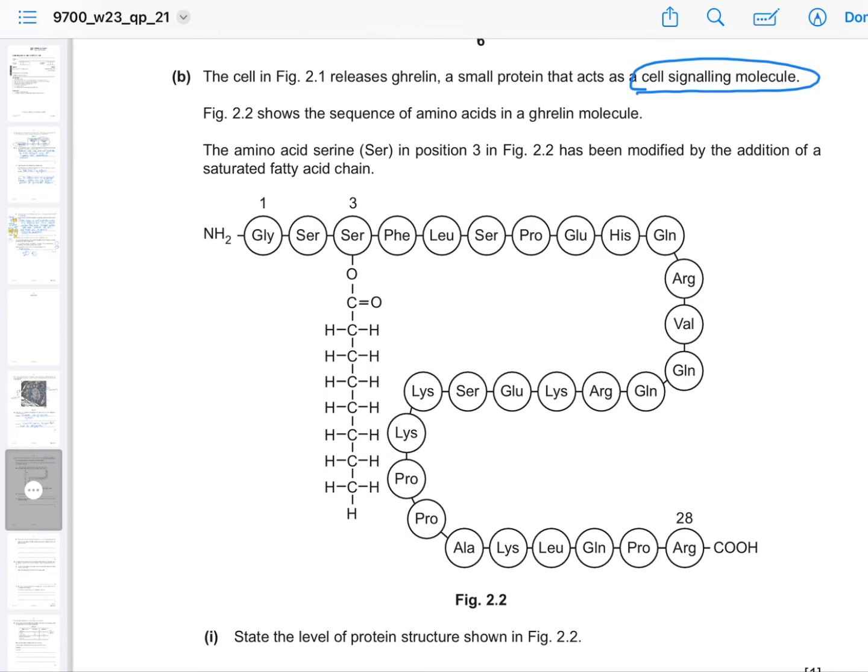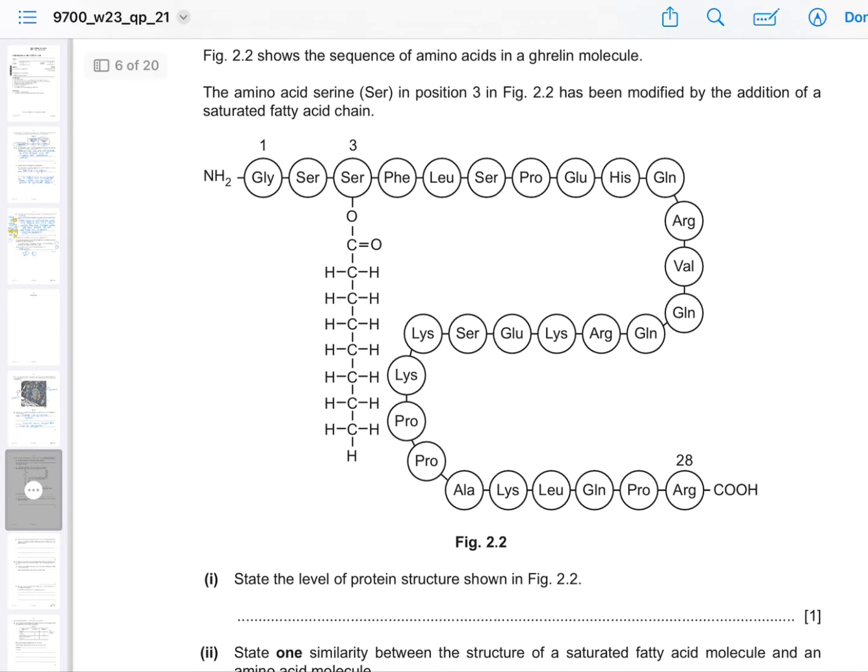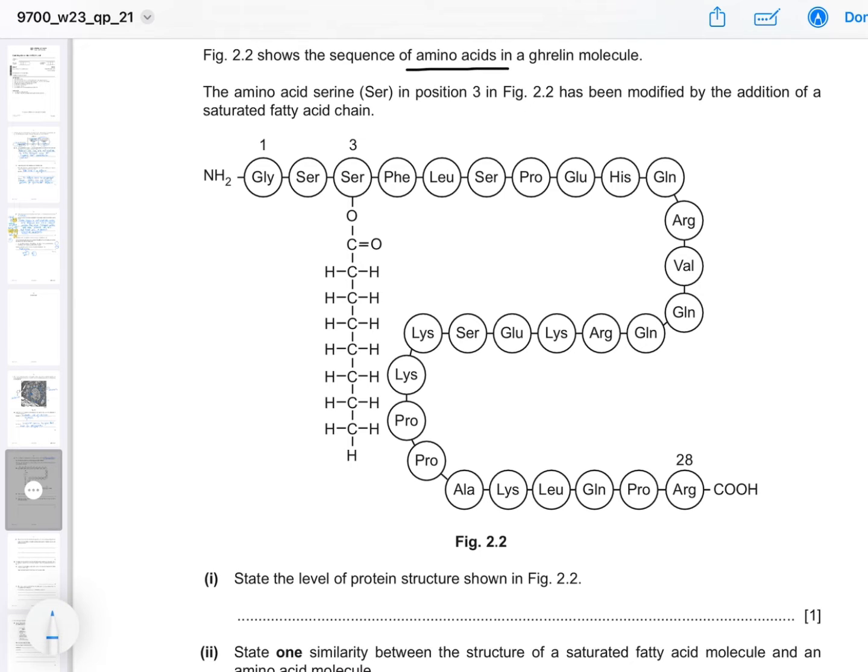Figure 2.2 shows the sequence of amino acids in a ghrelin molecule. So essentially the primary structure, a sequence of amino acids. The amino acid serine is in position 3 in figure 2.2. So here you've got the position they're talking about. Figure 2.2 has been modified by the addition of a saturated fatty acid chain. So a saturated fatty acid chain is one which does not have any carbon-carbon double bond, and all of the carbon-carbon bonds are single bonds.